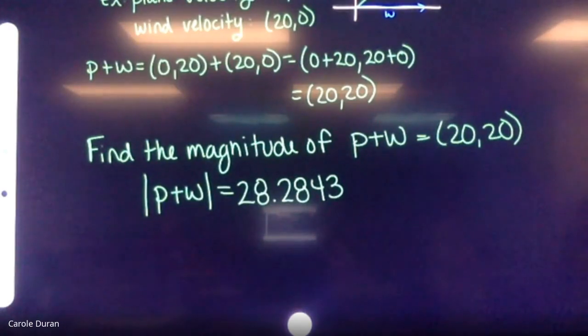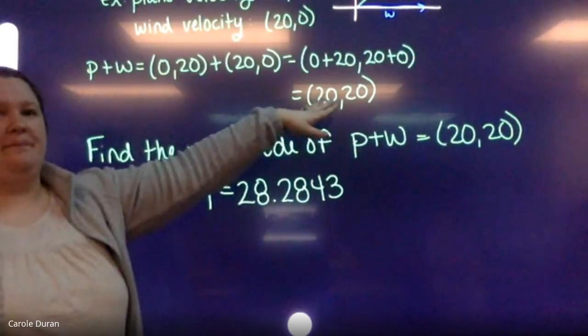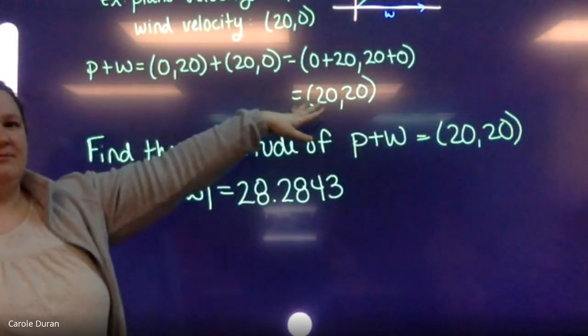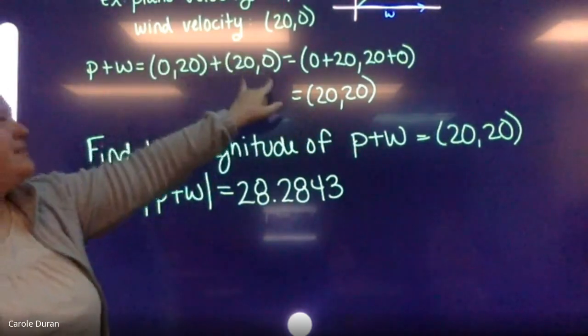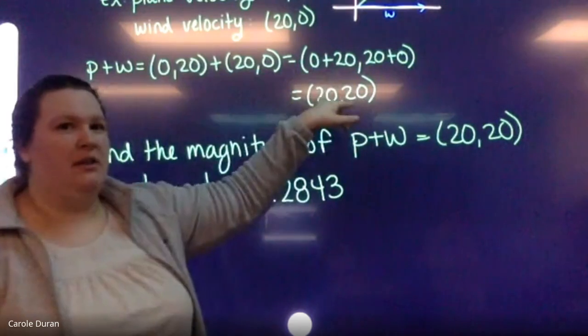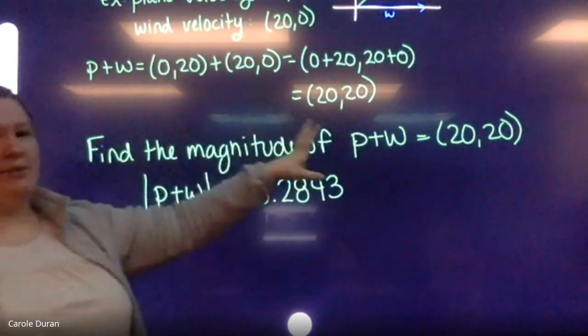Questions, concerns, issues so far? How do we feel about this? I think it's awesome. Wait, how did you get that? How did I get this? Are you okay with the 20, 20? You put the 0, 20 and the 20, 0 together and got 20, 20. So then that was my P plus W vector.